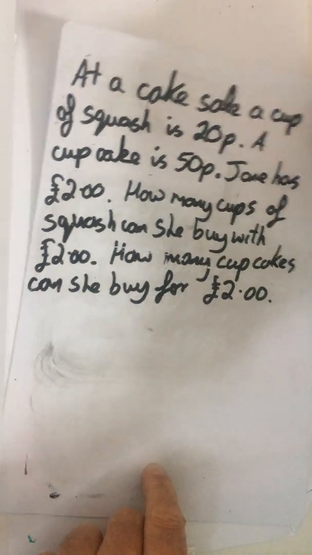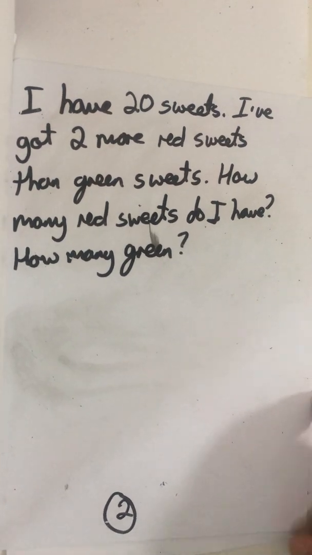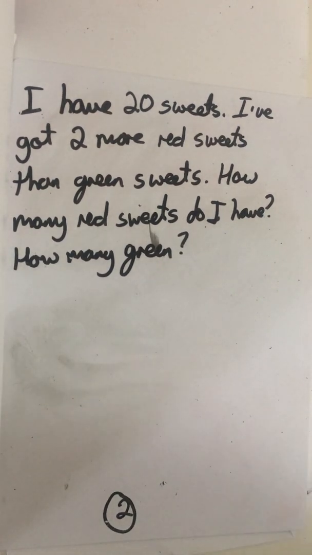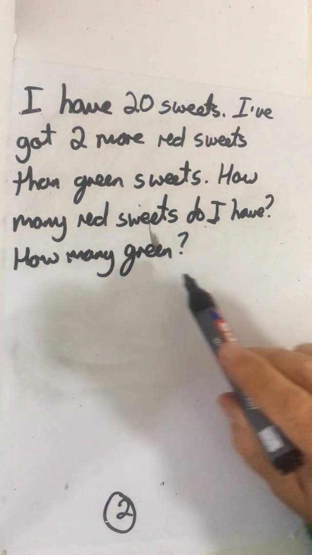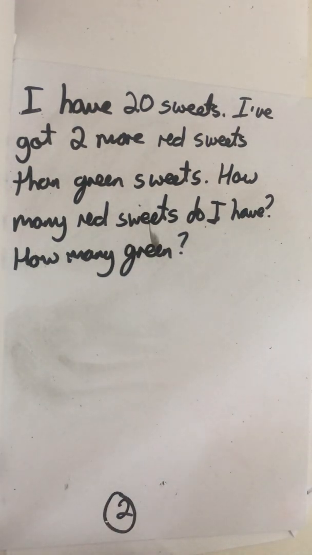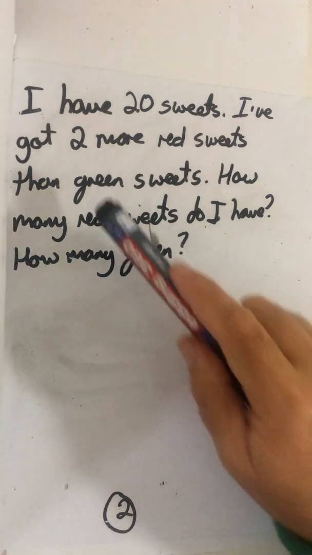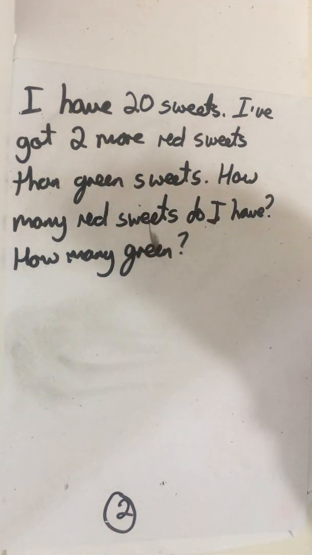Okay, let's have a look at this next question. I have 20 sweets. I've got 2 more red sweets than green sweets. How many red sweets do I have? How many green? Okay, I've got 20 sweets, but I've got 2 more red sweets than green sweets. How many red sweets do I have? Okay, how many green sweets? Again, 2 answers. Have a go at that, please. Pause the video while you're doing that.